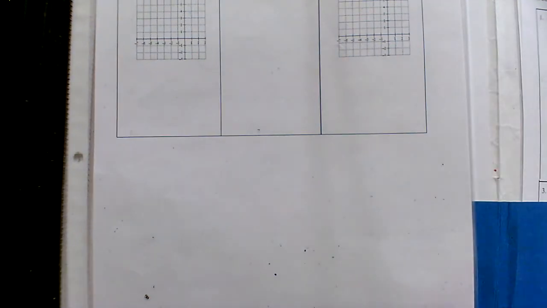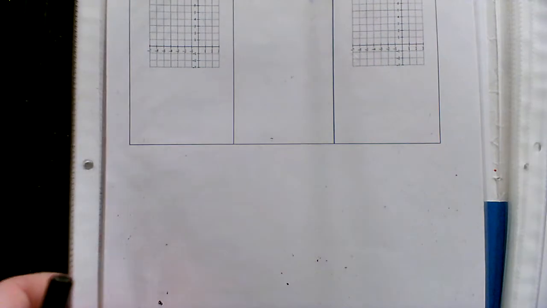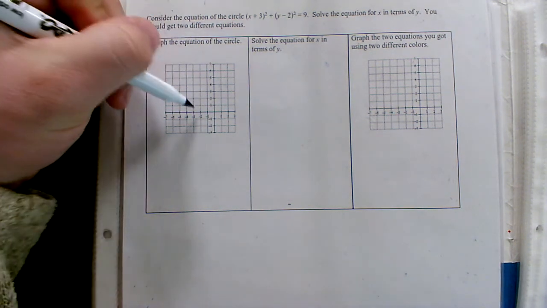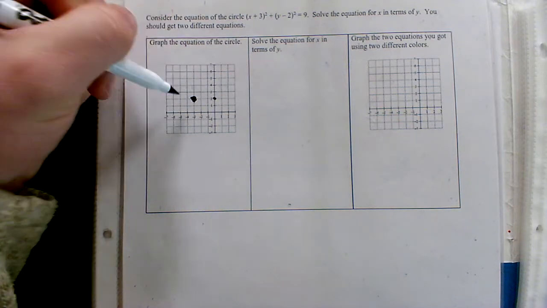On the next one, they tell you to consider the equation there given in circle or center-radius form. They want you to solve for x in terms of y this time. So let's start by drawing the circle. The center is at -3, 2 again, with a radius of 3.